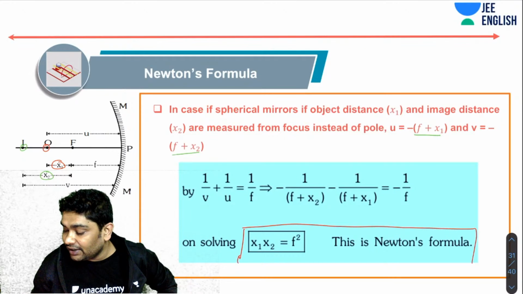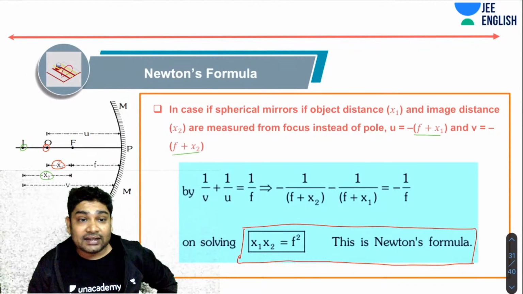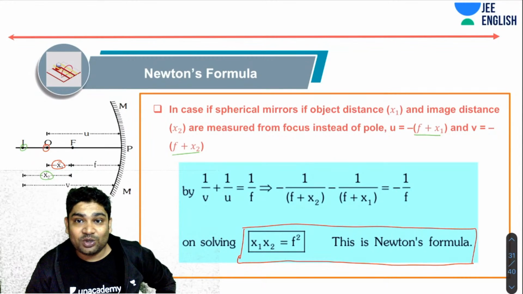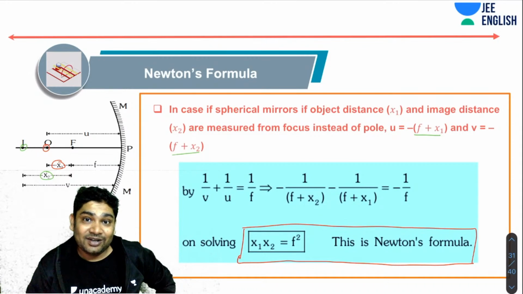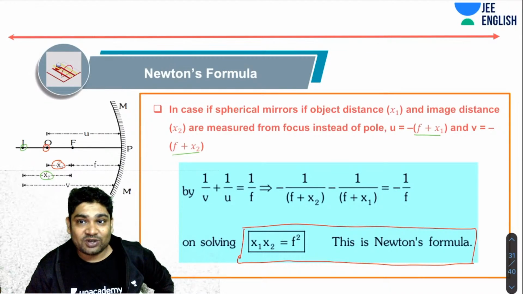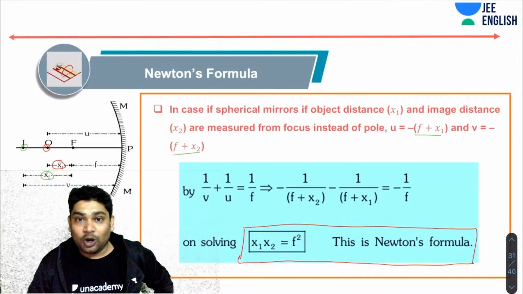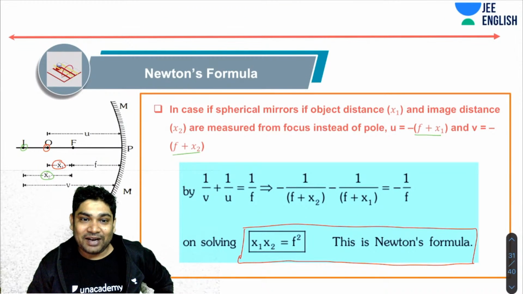Newton's formula relates the focal length of the mirror with the distance of the object and the distance of the image from the focus. This can be used directly to solve questions at times where all the distances have been given from the focal point. Okay, so remember this. All right. Now that is all the discussion that I had planned for the day.